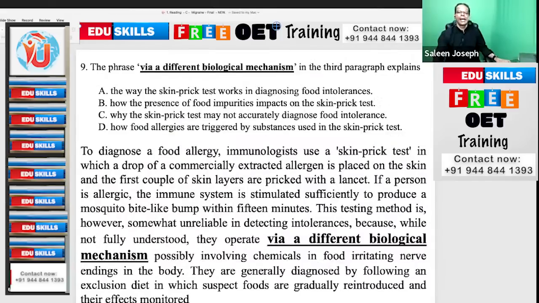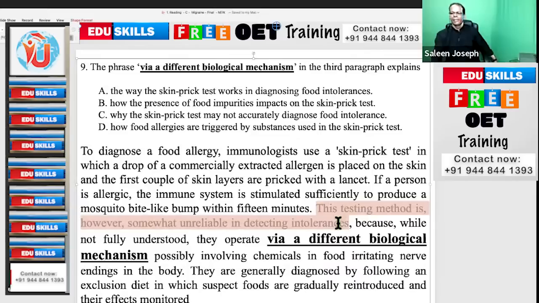Okay, shall we go to 9? Yes, Father. The phrase "via a different biological mechanism" in the third paragraph explains... and you know this is what type of question? Lexical question. And where will be the answer? Before or after the highlighted words? First you have to look before the highlighted word. If you don't find it, then soon after the highlighted word. So let's go directly before the highlighted word. This is what was given before the highlighted word.